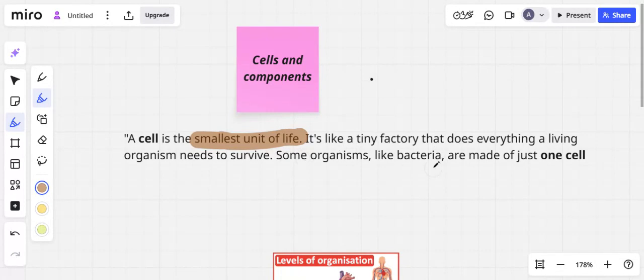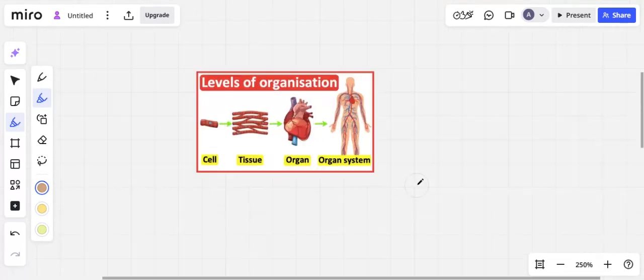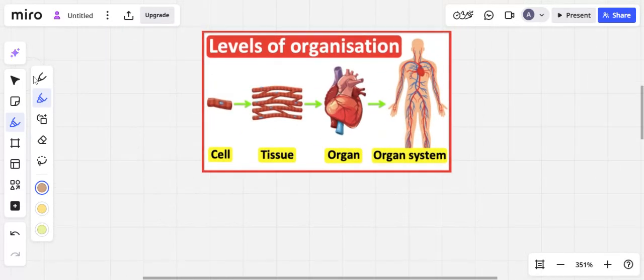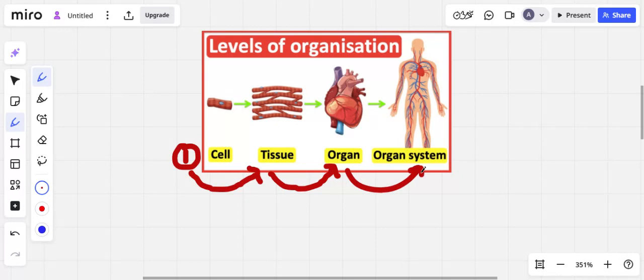Some organisms, like bacteria, are made of just one cell. Now let's try to understand this with this picture. So here we have one single cell. Now you should know a cell can become a tissue, then tissue will become an organ, then organs will create an organ system, and then slowly this is exactly how our human body is created.